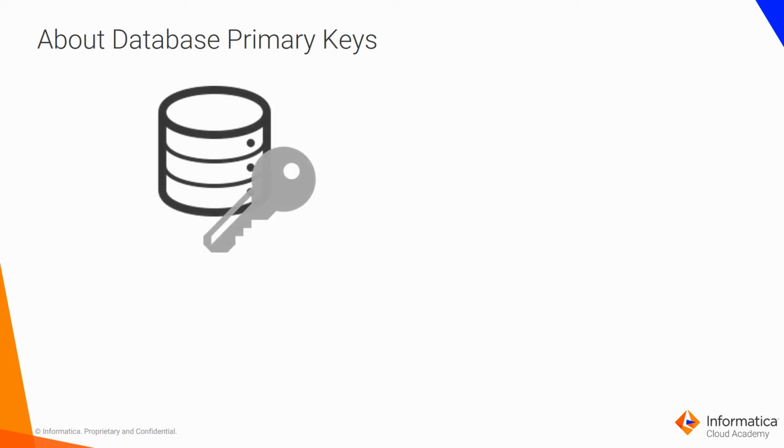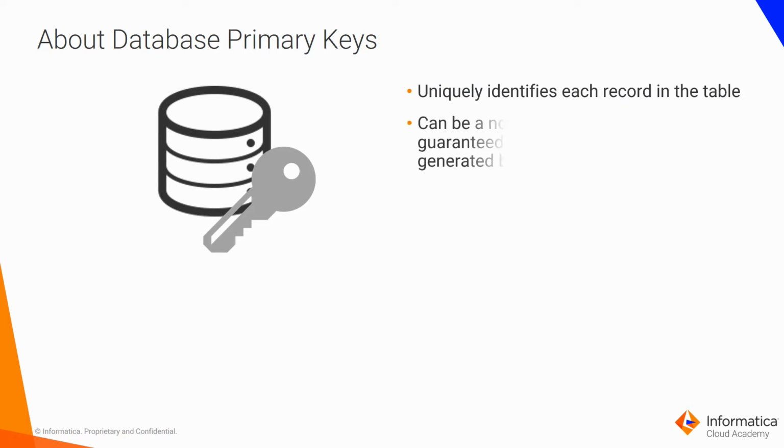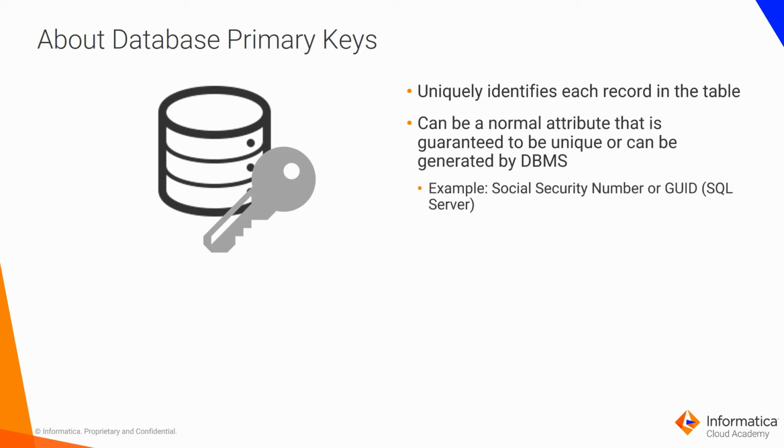So I will start with the basics, and I'm going to cover database primary keys first, so that you would know how Salesforce external ID fields work. As you would probably know, database primary key fields are used to uniquely identify each record in a table. A primary key field can be a normal attribute that is guaranteed to be unique. For example, if you have a table where every record has a social security number, you could use that because you know it is going to be unique for every person.